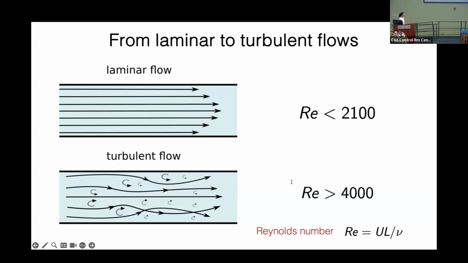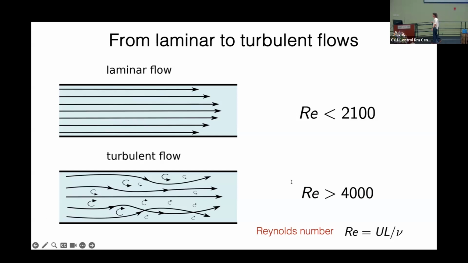So early experiments on turbulence were performed by Reynolds in 1883. Reynolds studied the behavior of flows in a pipe, by tracking the evolution of an ink that was injected into the flow itself. And Reynolds observed that the behavior of this flow changes dramatically, qualitatively, depending on a dimensionless number that later was called the Reynolds number.